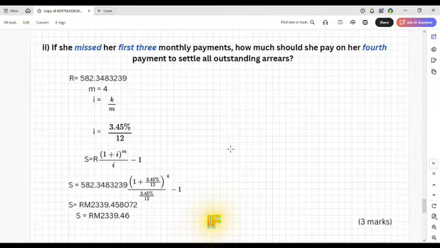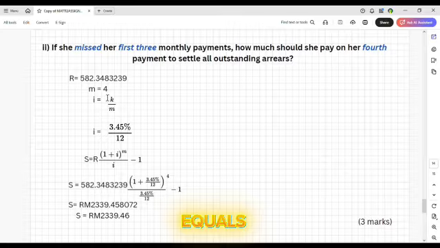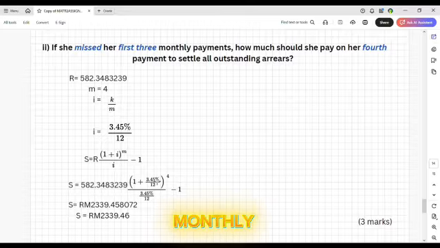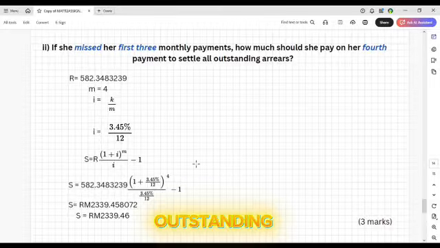For our second question, if she missed the first 3 monthly payments, how much should she pay on her fourth payment to settle all outstanding arrears? So we use the R from the previous question. We know that she needs to pay for the first 4 months, so M equals 4, I is the absolute same, and now we're using future value annuity formula. So we enter the values into this formula and we get RM 2,339 and 46 cents, and that's the total how much Amina needs to pay on her fourth payment if she missed the first 3 monthly payments in order to settle all outstanding arrears.